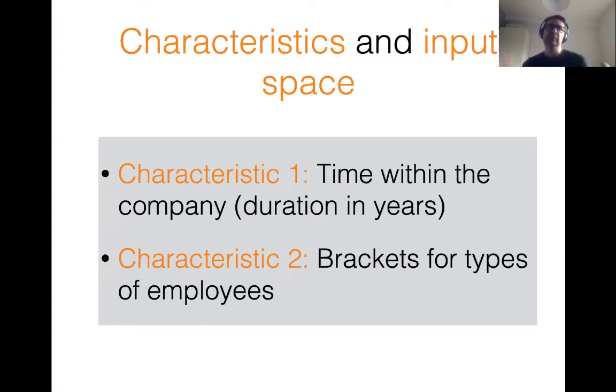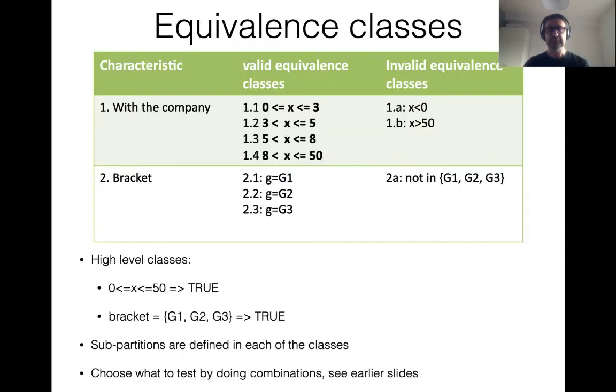So the system must have a function or somehow encode that, given these two inputs, the time within the company and the bracket, you need to calculate the bonus level, right? So what are the equivalence classes? We have the two characteristics, how long have you been with the company, which bracket are you in, and then we identify classes. And from the requirements, we can see, okay, first we see that negative time is impossible, right?